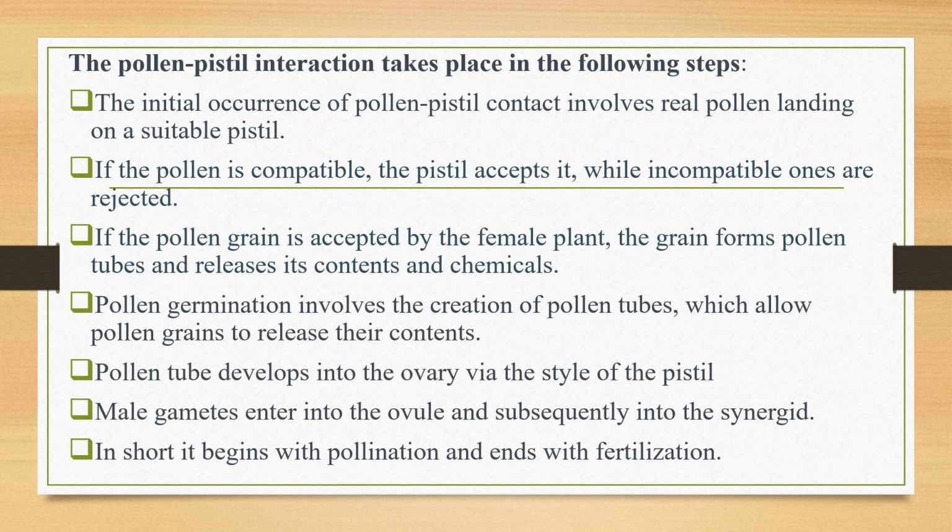If the pollen grain is accepted by the female plant, the grain forms pollen tubes and releases its contents and chemicals. Pollen germination involves the creation of pollen tubes which allow pollen grains to release their contents. Pollen tube develops into the ovary via the style of the pistil. Male gametes enter into the ovule and subsequently into the synergid. In short, it begins with pollination and ends with fertilization.